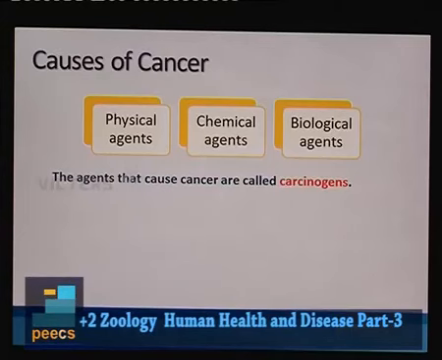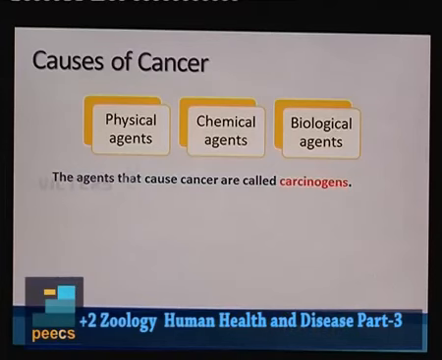Cancer is caused by different factors. Sometimes physical agents are behind cancer. X-rays, UV rays, gamma rays, they are all ionizing radiations and they can damage the DNA, and when DNA or the genetic material is damaged, it will cause mutation and these mutations can lead to cancerous condition. So, physical agents can cause cancer.